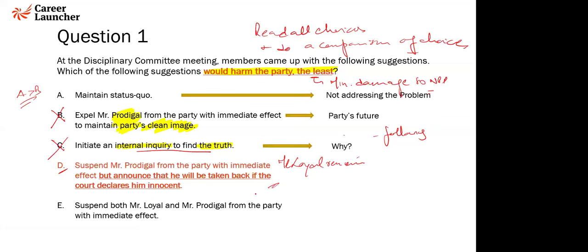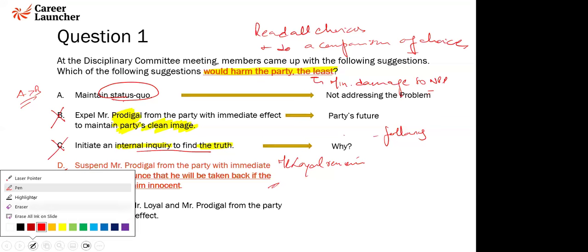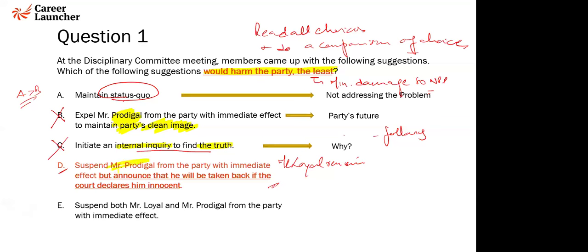Secondly, absolutely right, Harsh. This also emphasizes that basic principle, innocent until proven guilty. So this is a good option from NPP's point of view. This is better than status quo. Why? Because in the status quo, I will still have the social media, the media and the activists running after me. Once I have suspended Mr. Prodigal, they will not have a strong case against NPP.